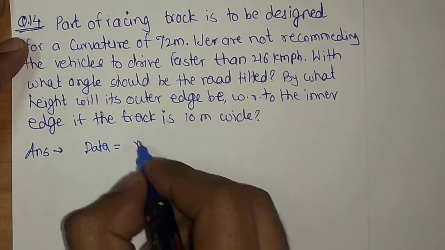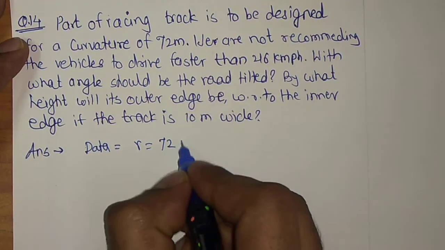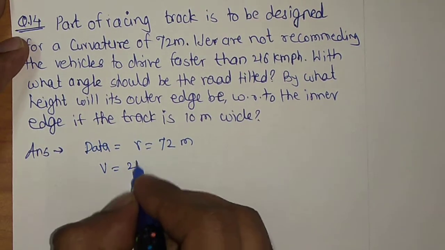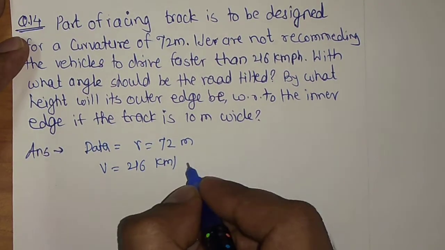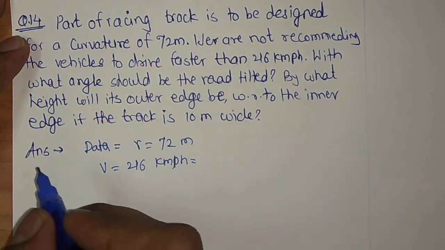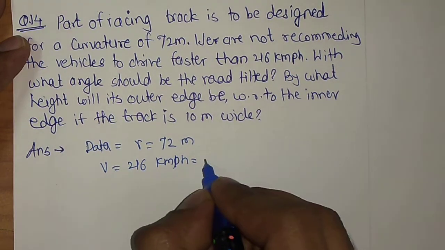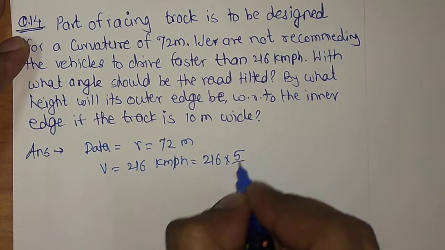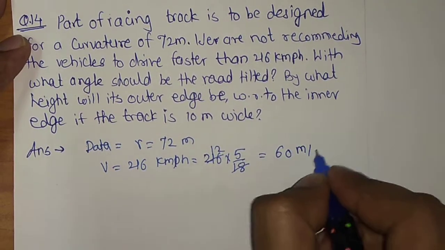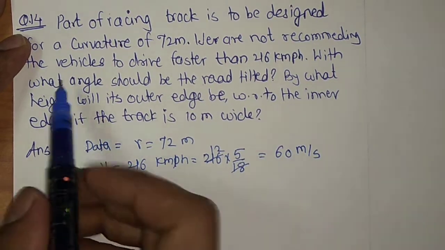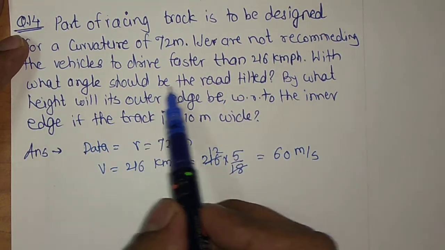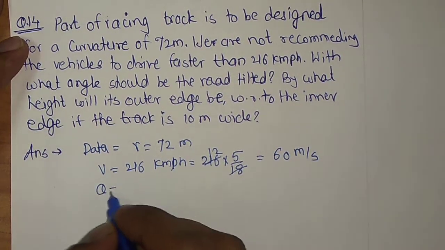First, we know radius is 72 meter. Secondly, they have given you speed, but speed is 216 kilometer per hour. Okay, but we have to convert it into meter per second. So to convert kilometer per hour into meter per second, we have to multiply by 5 by 18. So it will become 60 meter per second. That is V. Now they are asking with what angle the road should be tilted. So they are asking you theta.